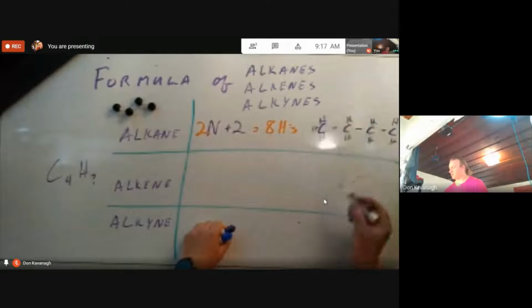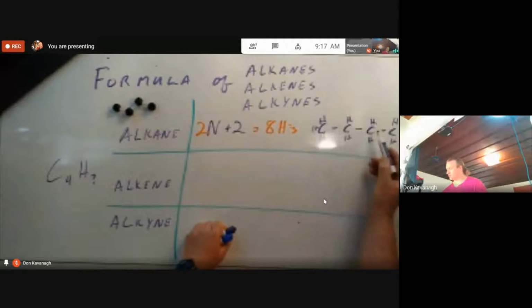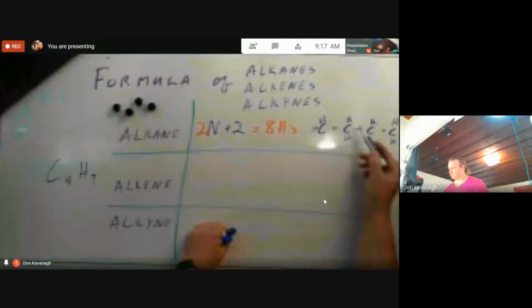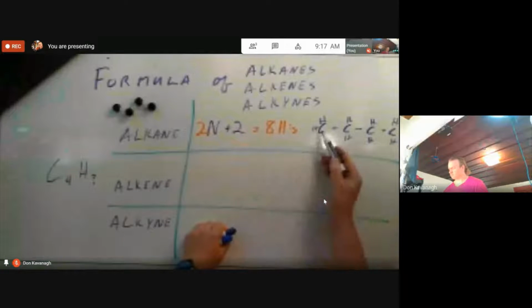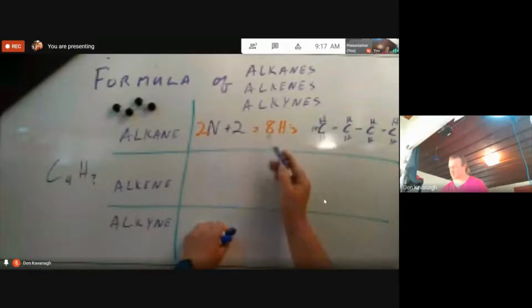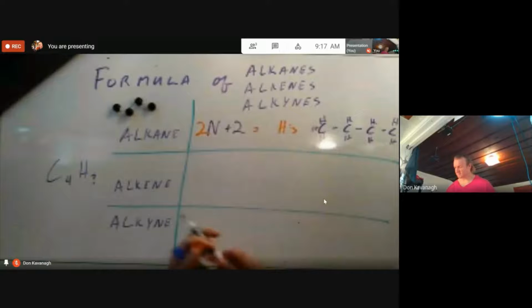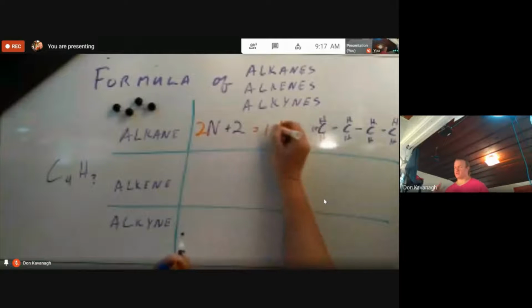Each carbon is bonded 4 times. 1, 2, 3, 4, 5, 6, 7, 8, 9, 10. Oh, I did this math here incorrect. 4 times 2 plus 2 equals 10. Drawing the picture is very helpful.